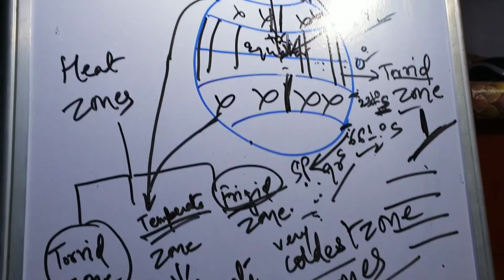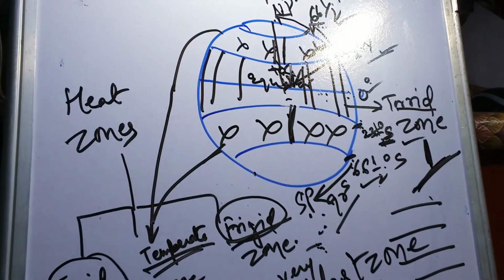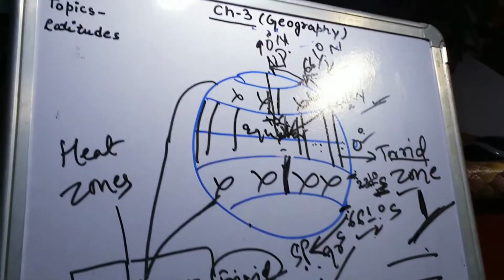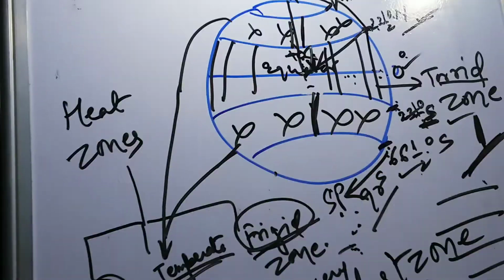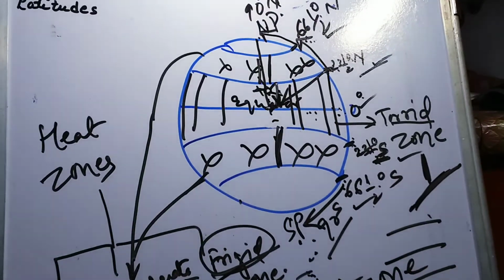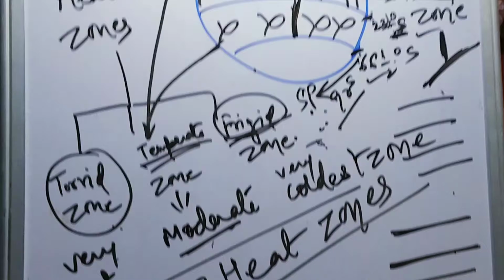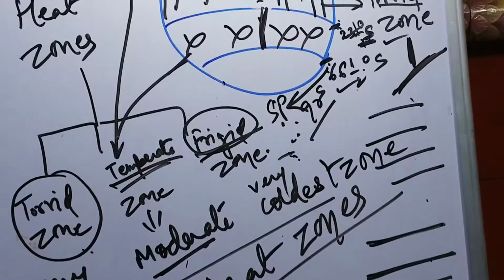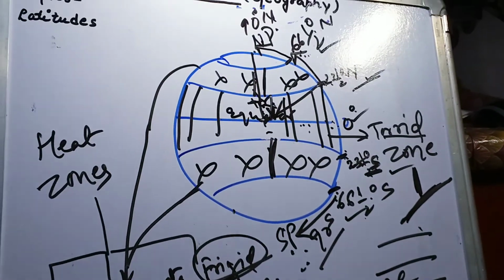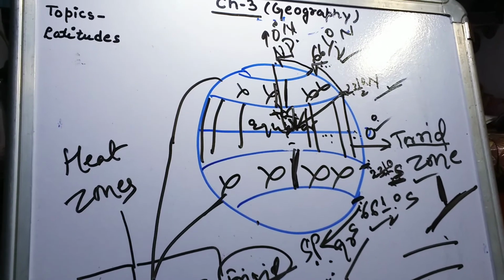And if you want to study the main part of geography, this is the basic thing which you have to understand: what is latitudinal lines, what is longitudinal lines, what are heat zones. So this is very important for you.